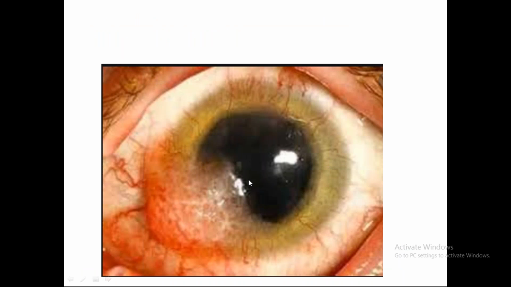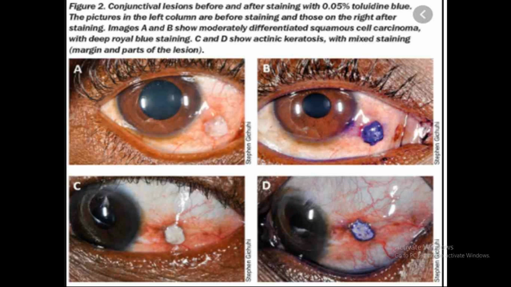You can see here, the conjunctiva will grow onto the cornea like this. You can see it is a glistening type, gelatinous type. Once you see this patient, you will never forget. You can see there are feeder vessels, these large feeder vessels which are present on the lesion. This is also called ocular surface squamous neoplasia, OSSN.